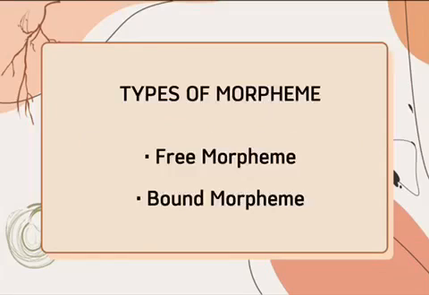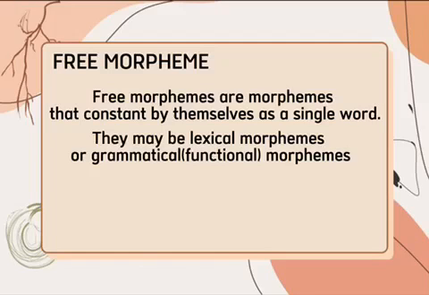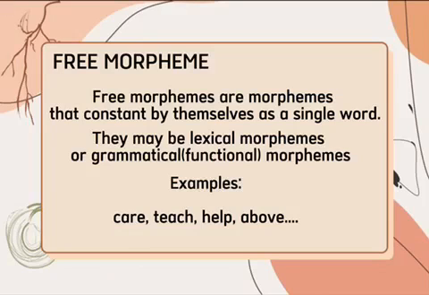So we have two types of morpheme. First, we have free morpheme and bound morpheme. Free morphemes are morphemes that stand by themselves as a single word. In other words, they are those which can stand alone as words of a language. They may be lexical morphemes or grammatical morphemes. For example, care, teach, help, above, and etc.